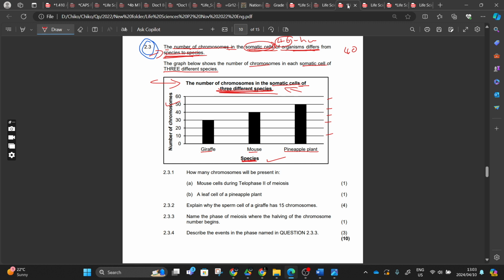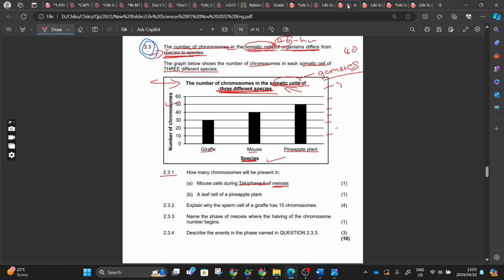So we can move on from there. And then 2.3.1, but how many chromosomes? And then remember, this one is a somatic cell, right? We have two types of cells. We have somatic cells and we have gametes, both sperm and the ovum, right? So okay, but how many chromosomes will be present in number A, mouse cells during telophase number 2 of meiosis?